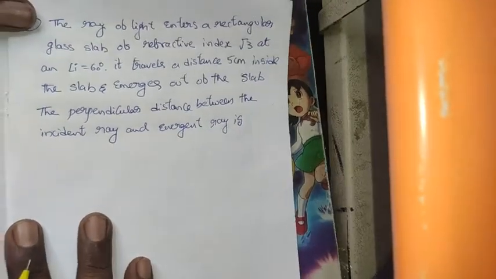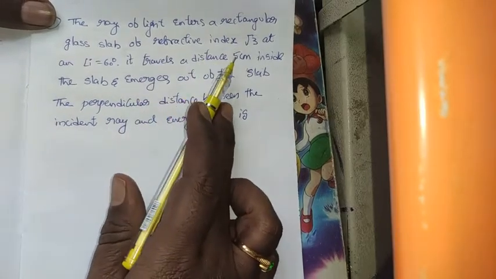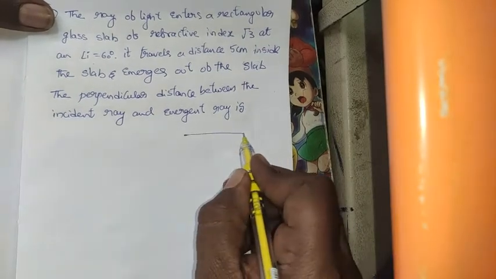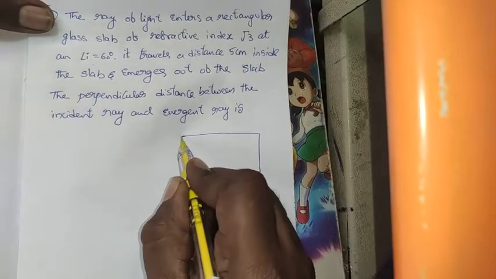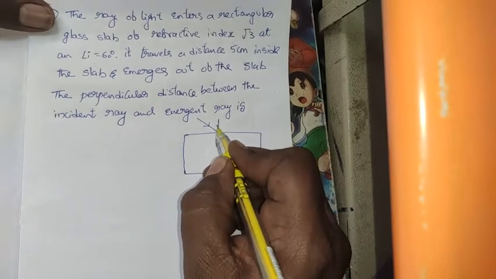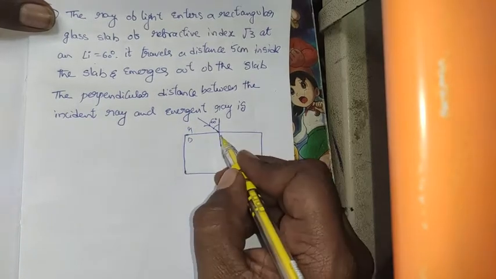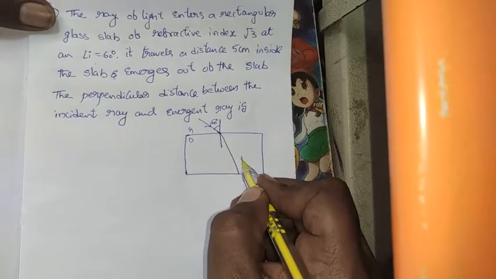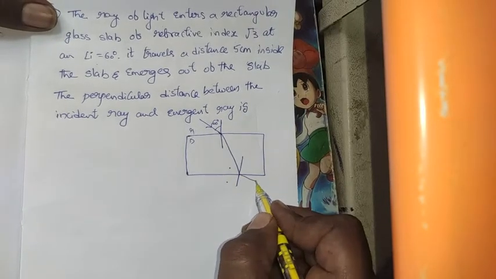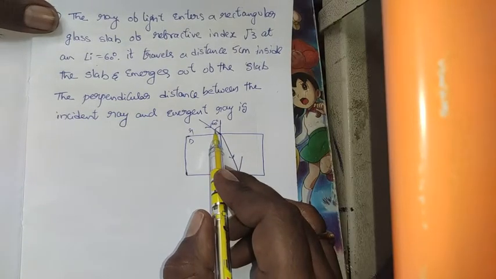Next, let me go for another problem. A ray of light enters a rectangular glass slab of refractive index root 3 at an angle of 60 degrees. First let me take a rectangular glass slab. First I draw a normal line, and this is the incident ray, entering at an angle of 60 degrees. When light travels from rarer to denser, it bends towards the normal. Again, when it comes from denser to rarer, it bends away from the normal. So this incident ray is at 60 degrees.